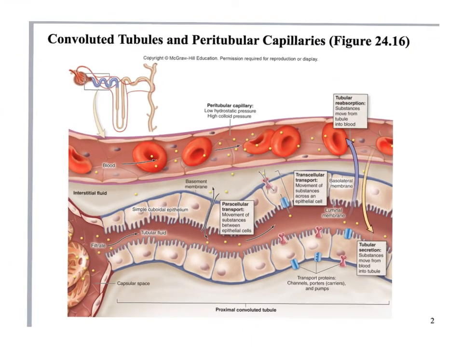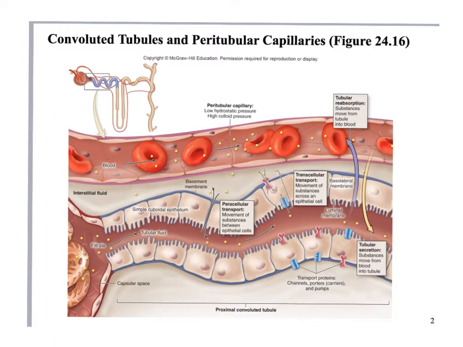So how does this happen? Here's the peritubular capillary. This is really an exchange between the peritubular capillaries and the tubule, and it is regulated by the epithelium of the tubule. So here you have simple cuboidal epithelium, and transport can occur in two different areas. We have to go through the cells or in between the cells.